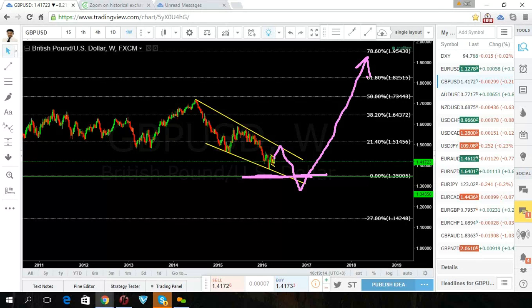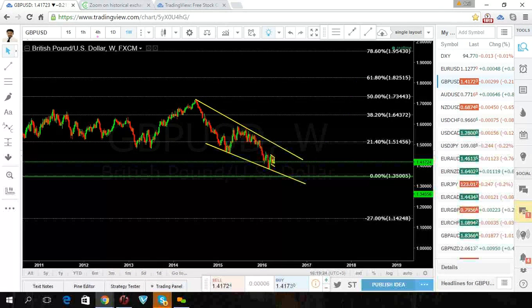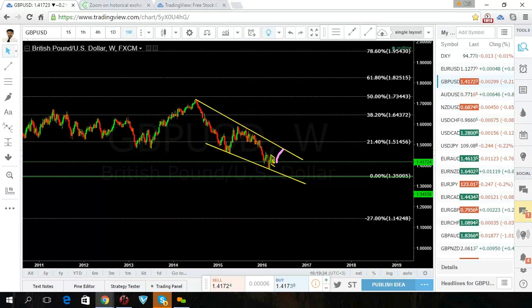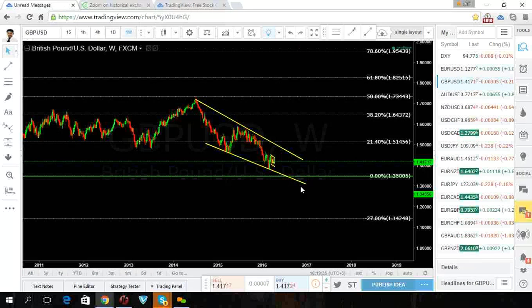So there is a very big move to the downside first. If you look at, we are in a weekly chart. There is a big move to the downside first. Remember, the dollar index has a move to the upside. This one has a big move to the downside. So let's look at that on the daily.